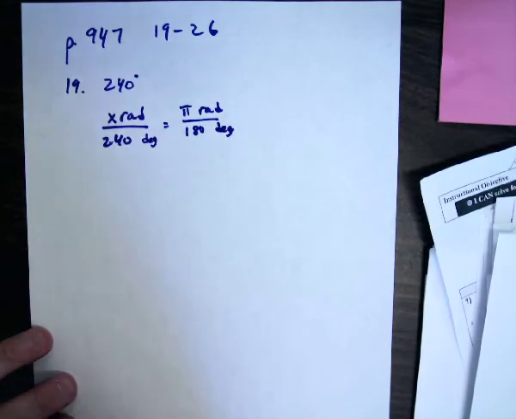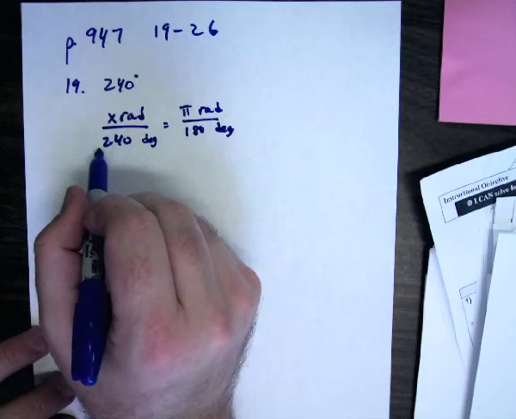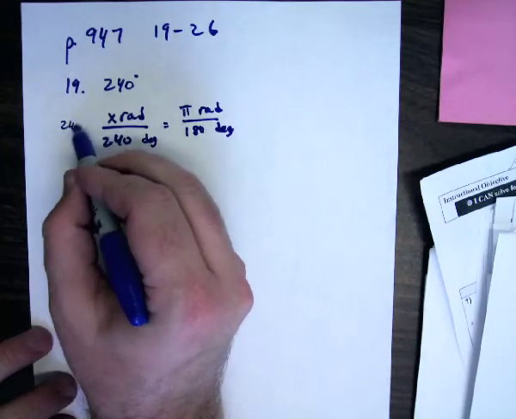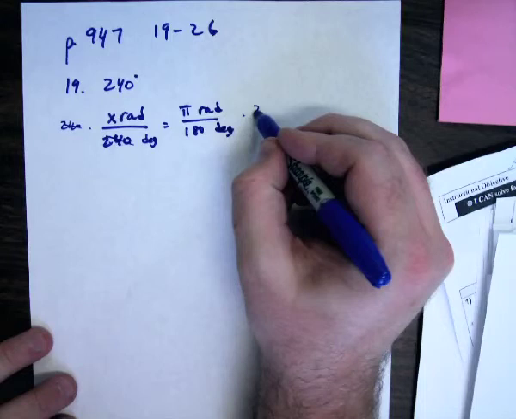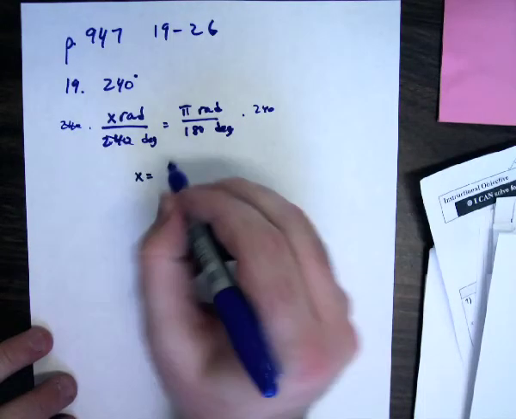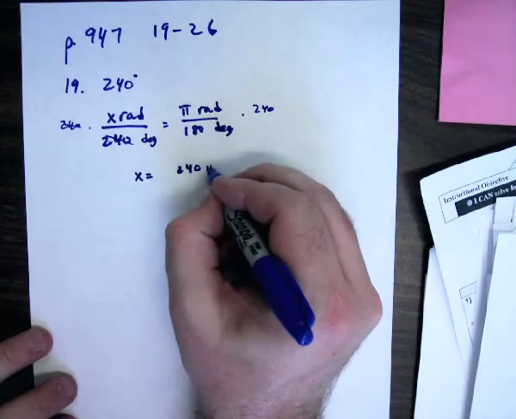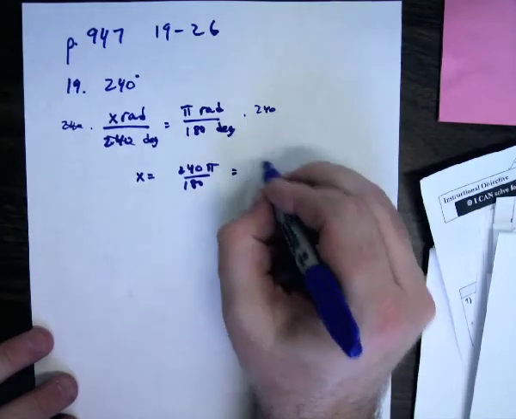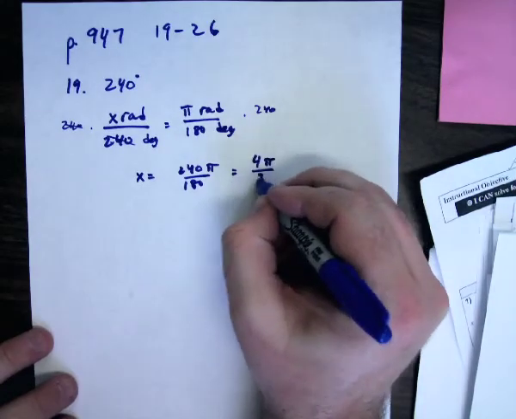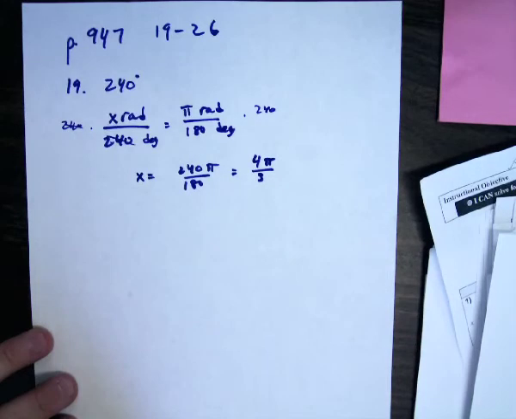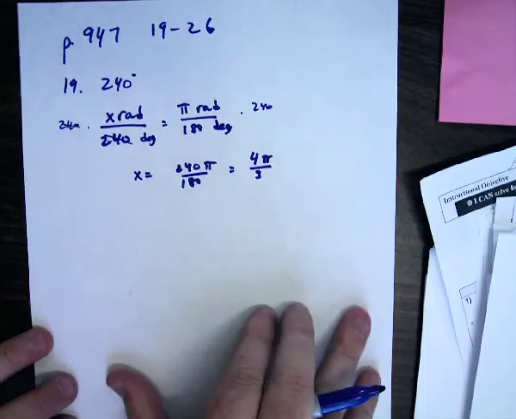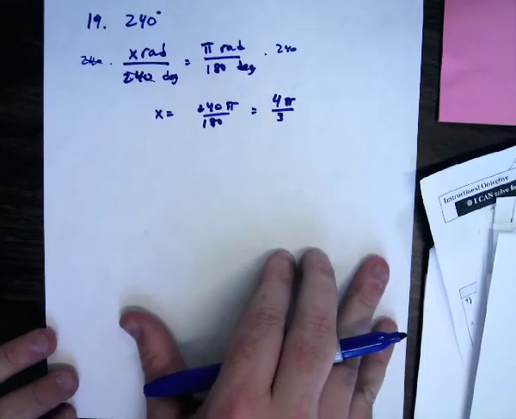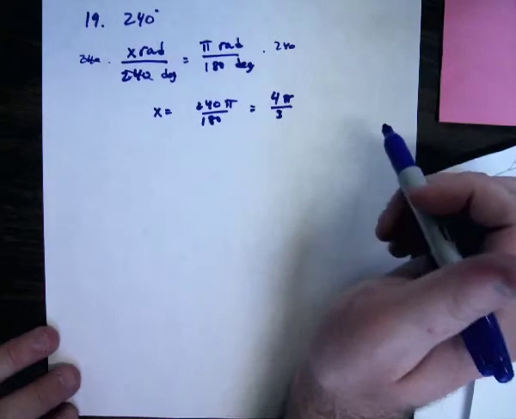So we'll go ahead and multiply both sides by 240, since that's the denominator here. We want to get rid of it. And you get x radians equals 240 pi over 180. We can divide both of those by 60, and we get 4 pi over 3. Once again, if you had your unit circle, this would have been a lot easier because we've already done this kind of work. But for stuff that would not be on the unit circle, this is how we would have to solve it.